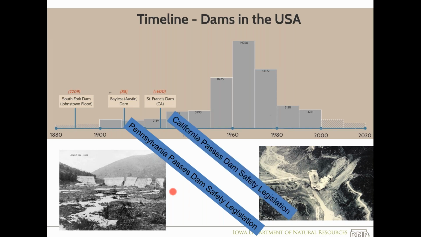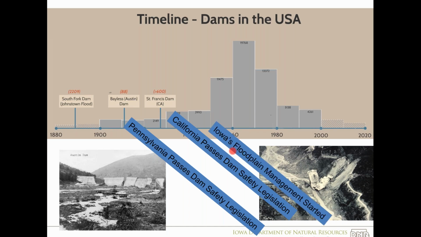In 1928, the St. Francis Dam in California failed, and that's on the lower right here. Very significant dam failure, a large concrete dam that couldn't stand up to the pressures and killed over 600 estimated people in 1928.